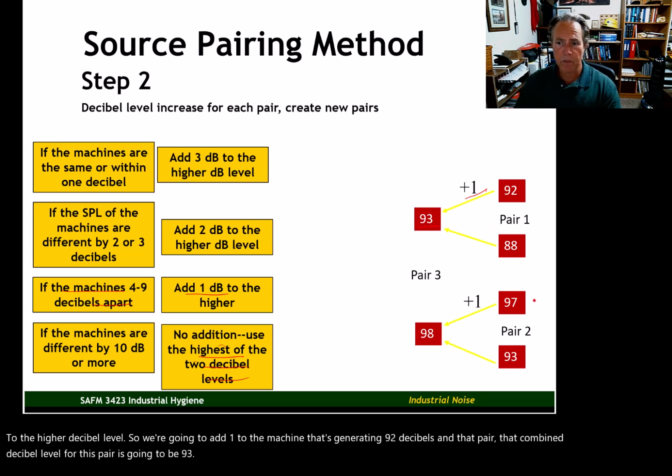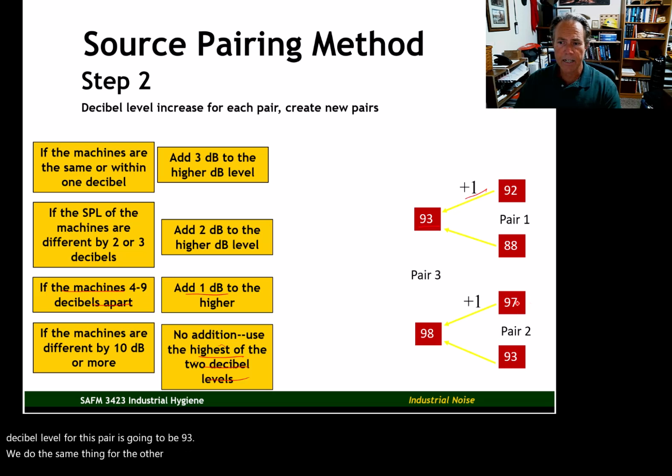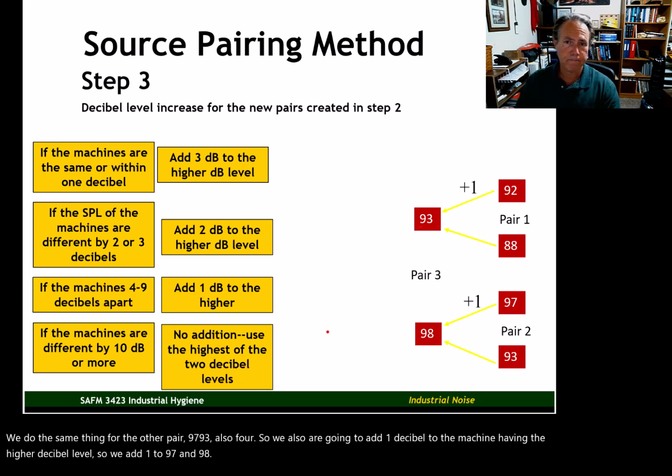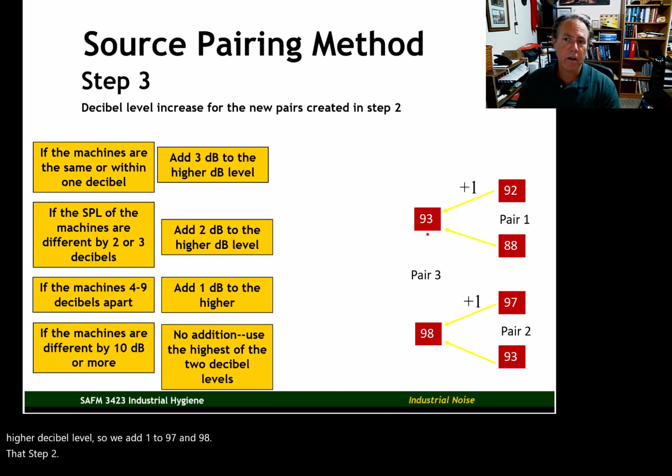Now we do the same thing for the other pair. 97, 93, also 4. So we also are going to add 1 decibel to the machine having the higher decibel level. So we add 1 to 97 and get 98. That's step 2. Step 3, we continue this process.